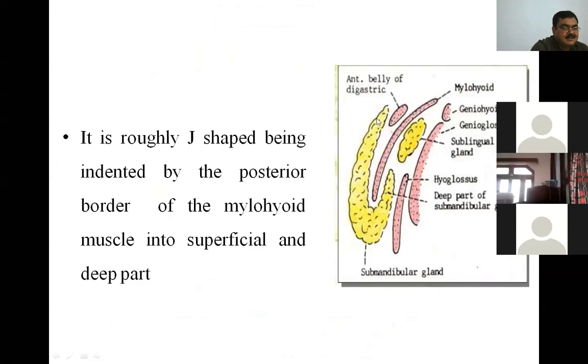It is roughly, you can say in this diagram, this is the superficial part, this is the deep part, and this gland is indented by the mylohyoid. This is mylohyoid. तो ये mylohyoid muscle का posterior margin, ये इसको gland को superficial और deep part में divide कर दे रही है, और देखने में लग रहा है कि like J-shaped. So it is J-shaped, being indented by the posterior part of the mylohyoid muscle, and it is divided into superficial and deep part. So in this diagram, you can see this is the superficial part, this is the deep part.